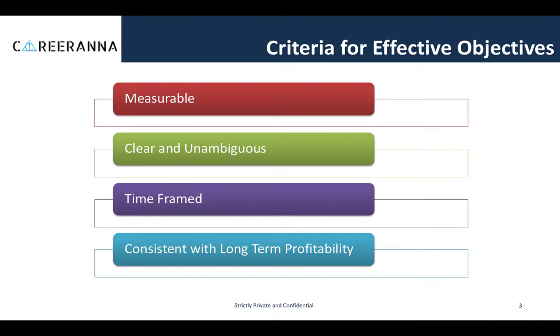Next is, whatever objectives you set, they should be consistent with the long-term profitability vision of the organization you are a part of. Anything and everything which you do as a product manager has to be in alignment with the long-term vision of the organization, and so does the product objective set by you need to be consistent with it.